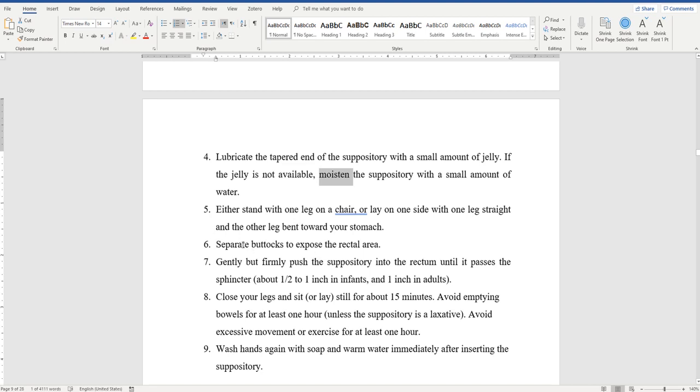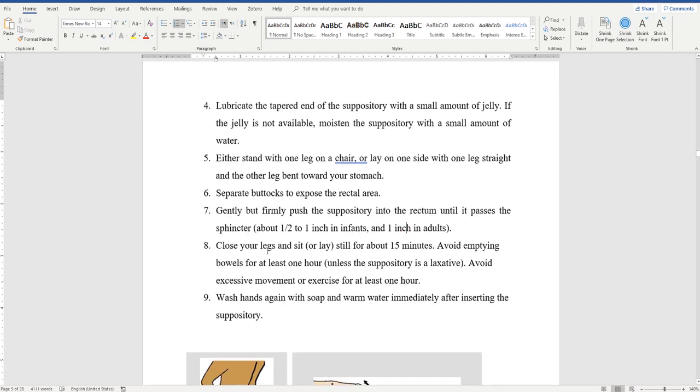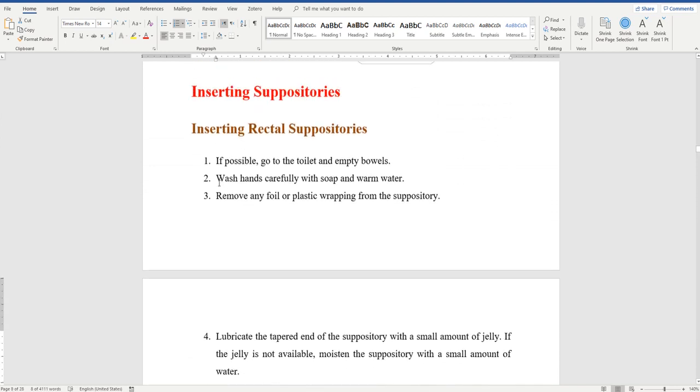When you want to insert the suppository, you need to separate the buttocks to expose the rectal area, and then gently but firmly push the suppository. For an infant, as I already said, it should be half an inch to 1 inch, and for an adult about 1 inch. After that, close the legs and sit still for 15 minutes. Avoid emptying the stool for at least 1 hour. And you already went to the toilet to empty your bowels.